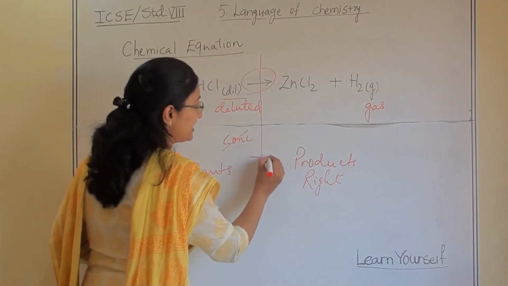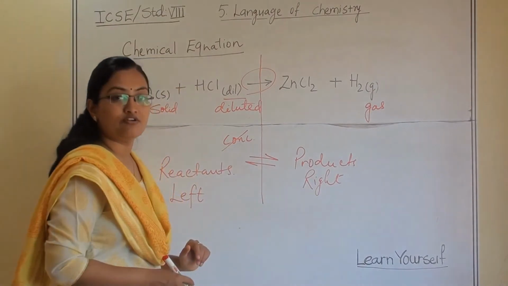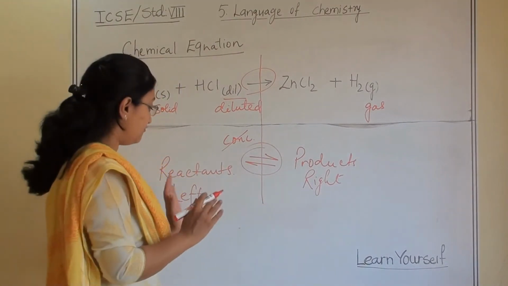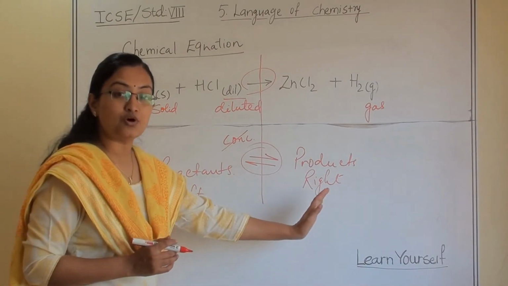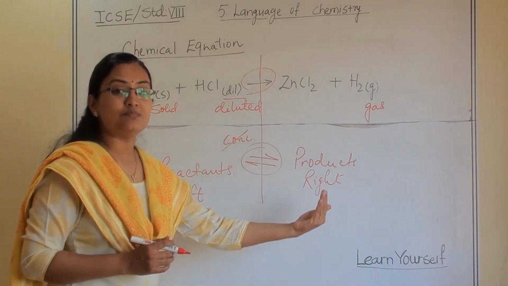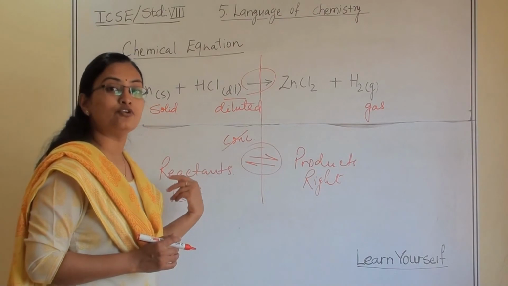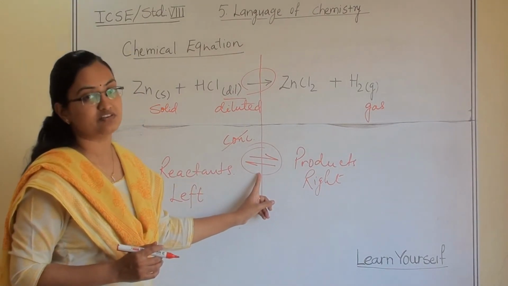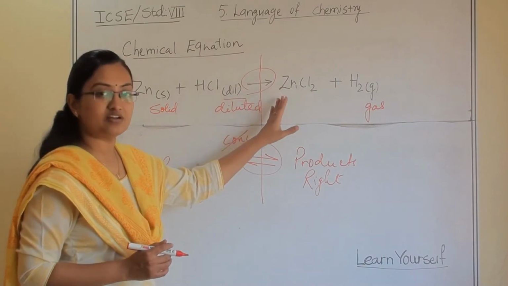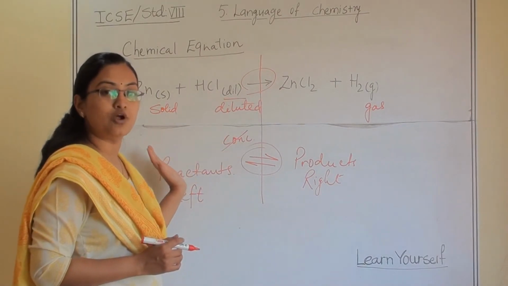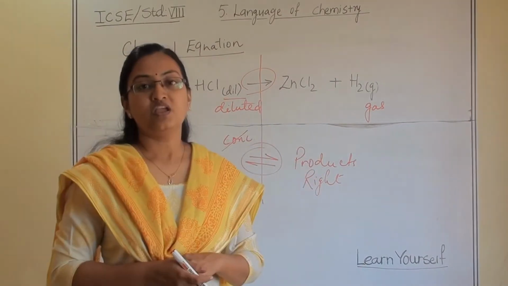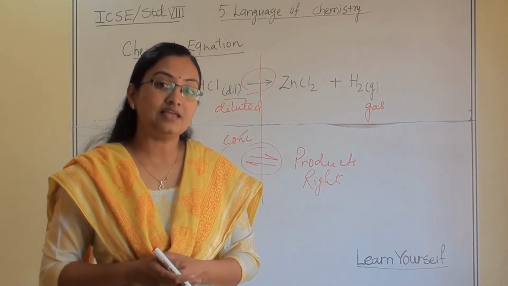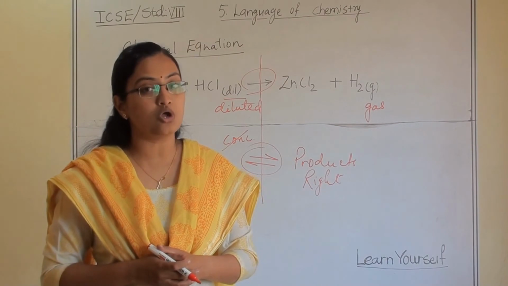Sometimes you will see this kind of arrow. This suggests that this is a reversible reaction. From left to right it is possible, and after some time from right to left it can also be possible. So this shows a reversible reaction. This is a normal reaction where it proceeds from left to right. All this information we get from a chemical equation when we write it in molecular form.